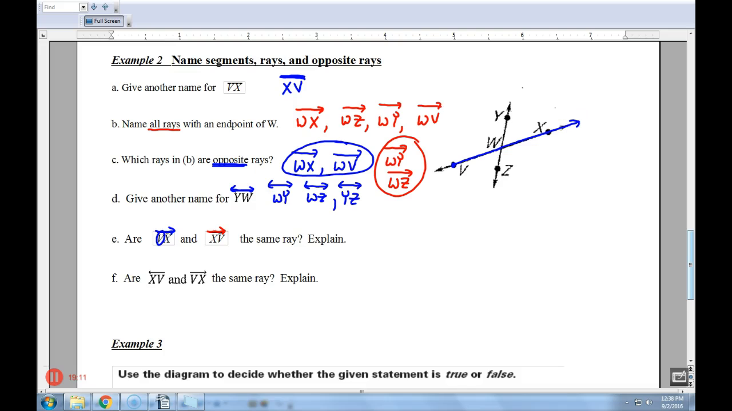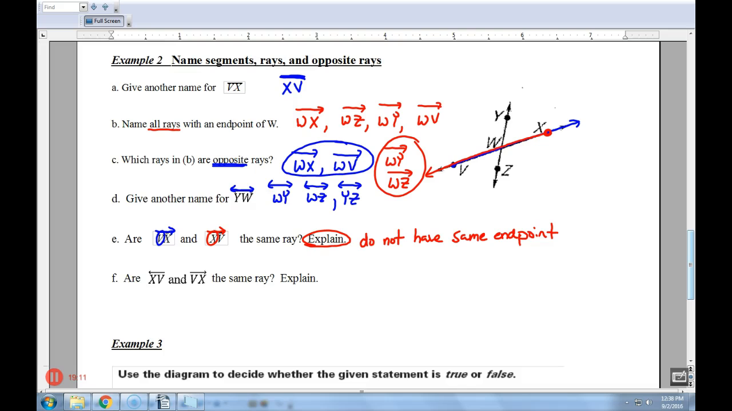So there's ray VX. And then when I look at the second one, ray XV, the endpoint is X, and it goes in a completely opposite direction forever. So these are not the same ray. And how I explain this is I'd say they do not have the same endpoint. Do not have the same endpoint. So they are not opposite rays.